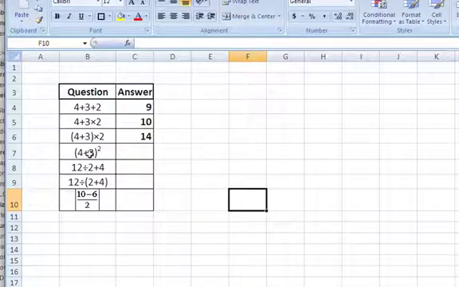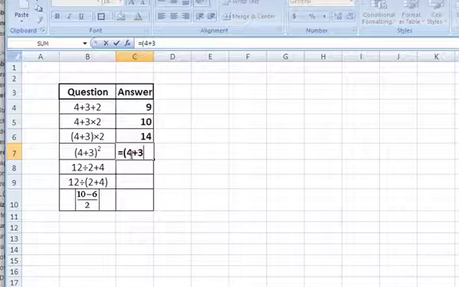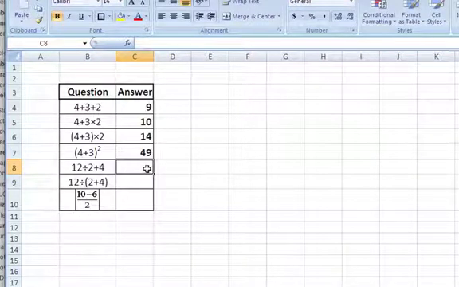So this is going to be 4 plus 3, which is 7, and 7 squared is 7 times 7, which is 49. So here, we're going to type equals, brackets, 4 plus 3, close the bracket. The exponent button is Shift 6, and I'm going to put in 2, and we get the answer 49.